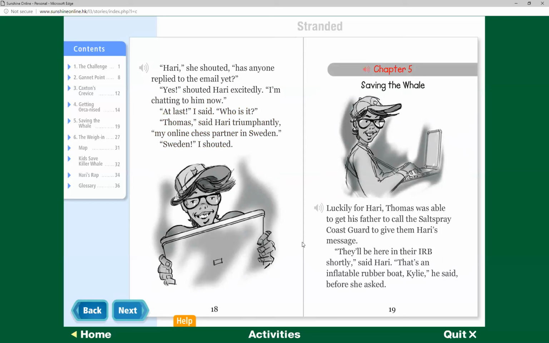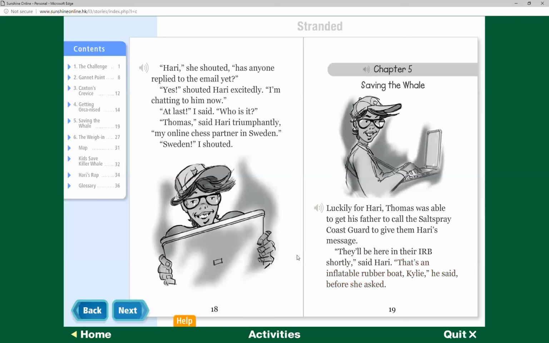Chapter 5. Saving the Whale. Luckily for Harry, Thomas was able to get his father to call the Salt Spray Coast Guard to give them Harry's message. "They'll be here in their IRB shortly," said Harry. "That's an inflatable rubber boat, Kylie," he said, before she asked. "They're bringing a sling and a whale expert from Ocean World," said Harry. "They need to know how big the whale is."